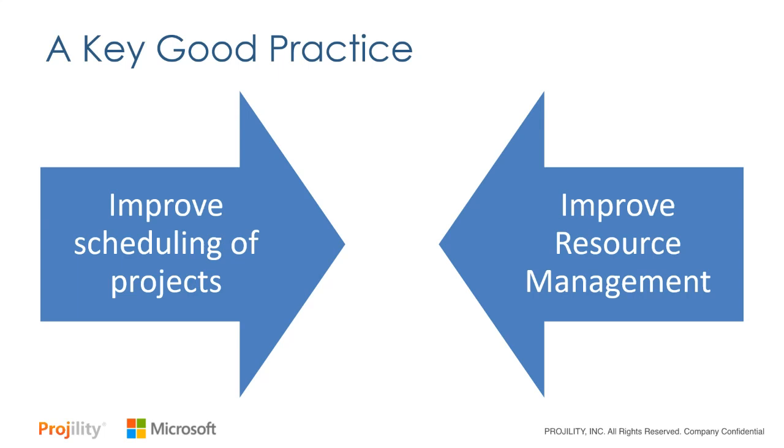T-shirt sizing, we found, at that high level in a spreadsheet, is fine for annual planning, but when it comes down to delivering your projects, you need task and work level detail at a plan, actual, and forecast level to accurately plan your projects and your resources.